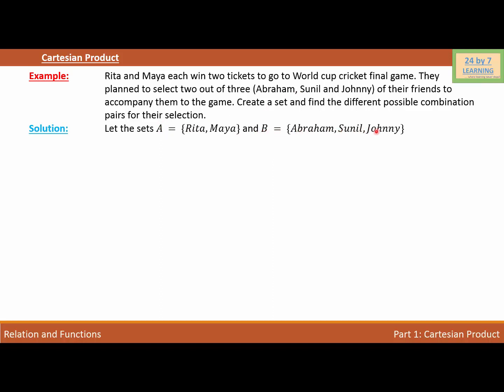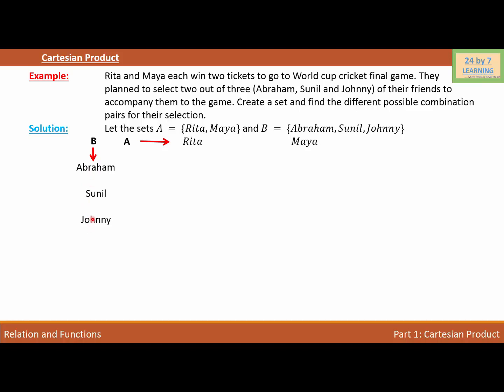So basically, we are going to create the different possible combination pairs for their selection so that they know what possibilities they can choose from. In order to do that, I'm going to consider my set A first and I will represent my set A along this arrow. As you can see, I have 2 elements in set A, which are Rita and Maya, so I will write Rita and Maya over here. In the same way, I'm going to write my set B over here and I will write all the elements of set B, which are Abraham, Sunil and Johnny, along this arrow.